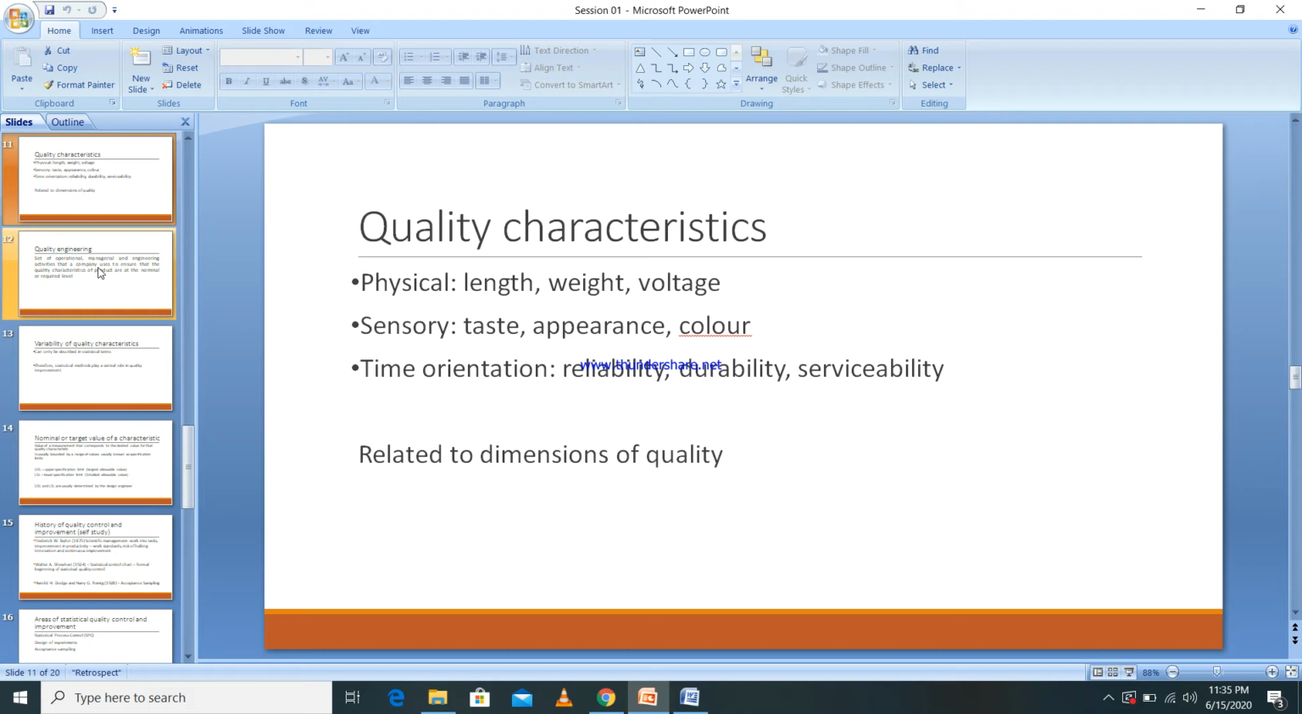The second quality characteristic is sensory. How you feel about the product, or how you feel about the service, right? We can measure sensory using the taste, the appearance, or the color. So when you have 2 mobile phones with the same features and the same price, but they are in 2 different colors, you use the color as a quality to choose what you are going to buy, right? So it comes under sensory, how you feel about it. And then the time orientation. The time orientation means how reliable, how durable, and how easy it is for us to repair a certain product or service.